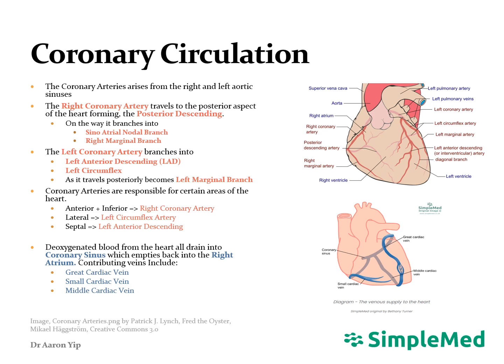So why is knowing the coronary arteries important? That's because certain arteries are responsible for specific areas of the heart, so knowing it can be useful. The anterior and inferior aspect of the heart is supplied by the right coronary artery. The lateral aspect is covered by the left circumflex. The septal region is covered by the left anterior descending. The venous circulation of the heart all culminates into the coronary sinus, where it is all eventually drained back into the right atrium. Some contributing veins include the great cardiac vein, the small cardiac vein, and the middle cardiac vein.